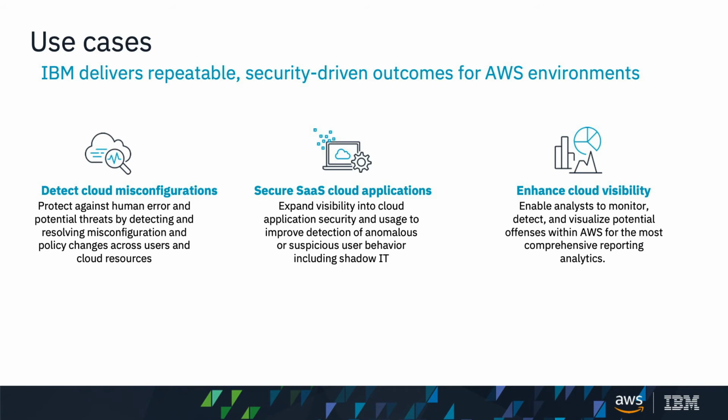So the use cases that QRadar in general cover are things like detecting cloud misconfigurations, securing SaaS cloud applications, and enhancing cloud visibility. And we have a lot of different cloud apps that cover these different use cases. But today we'll be exploring a new integration that is AWS specific that Chris Collins will be introducing us to.